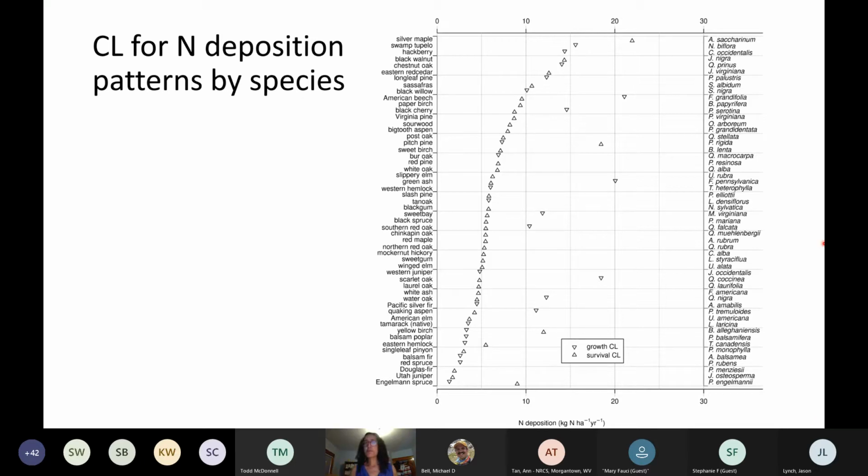So the nitrogen deposition is on the x-axis. The species names are on the y-axis, common names on the left, scientific names on the right. And the symbols, I don't know how well you can see them, but the growth are the downward pointing triangles and the survival are the upward pointing triangles. And they're paired, so they're pointing towards each other. So like here, for example, Engelmann spruce, that's a pair there. I know it's not perfect, but okay. There's a lot of data here.